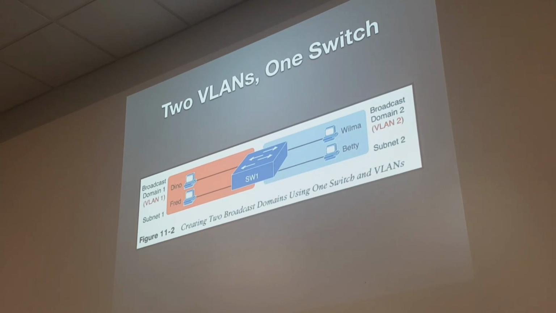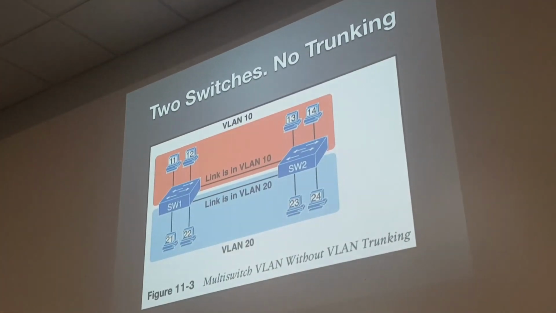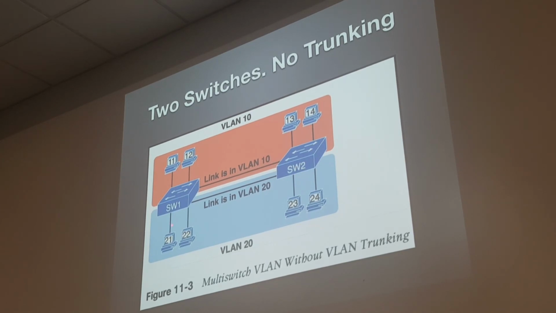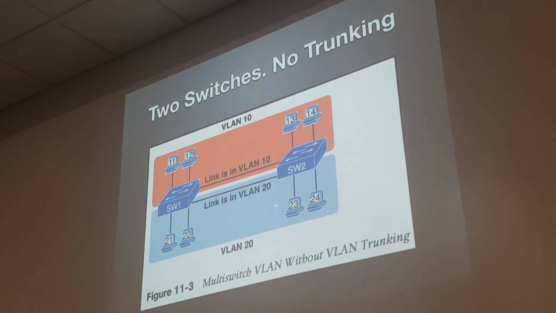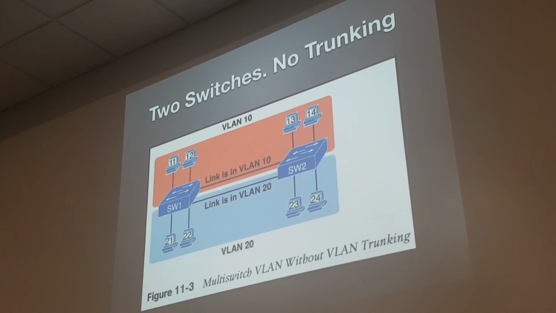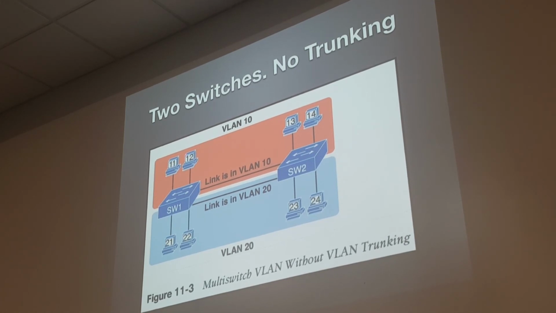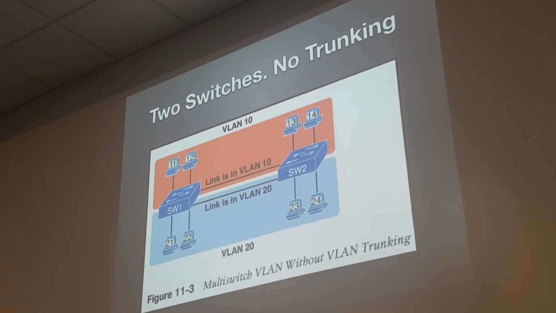All right, so with two switches, we talked about this. We do it with one switch, create different VLANs. We can link two switches together in the same VLAN. So these 21, 22 want to talk to 23, 24, but they're on different switches, so we can put the port between the two switches in that VLAN 20. Same thing with these guys. They can talk to these guys because we have a port in VLAN 10.